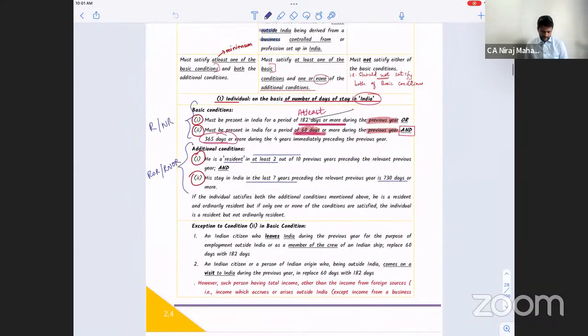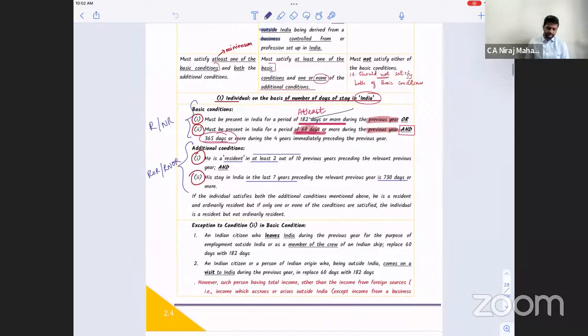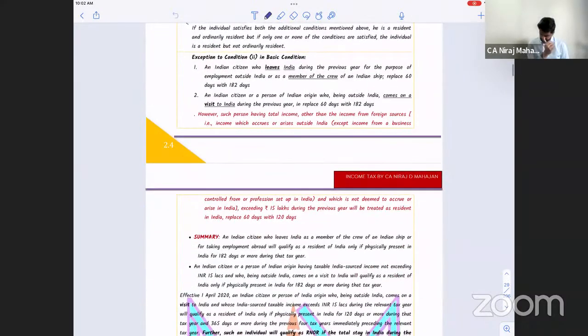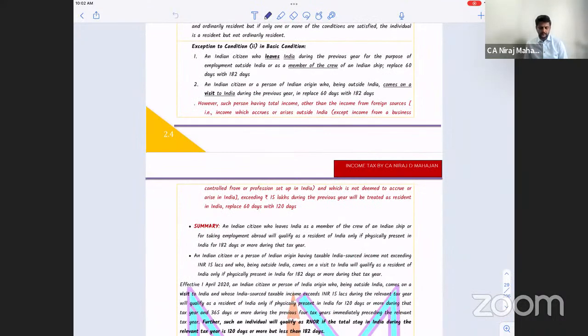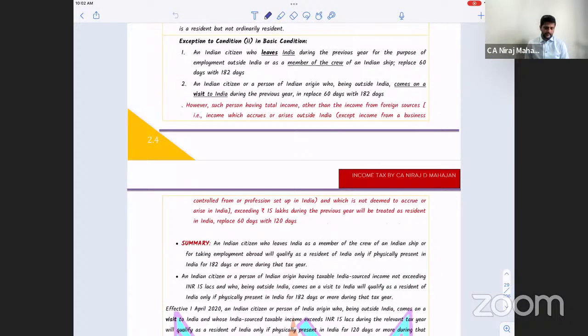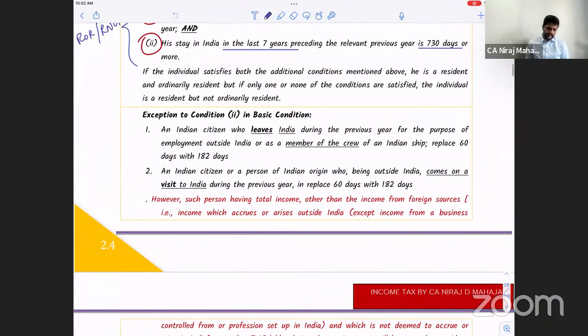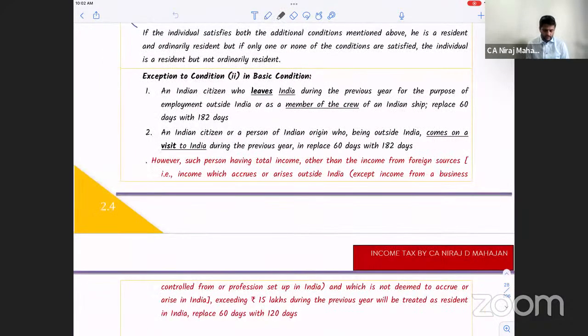Ready? So come to page 2.4 again. Exception to condition number 2 of the basic condition. Exception to condition number 2 of what, bacho? Basic condition. Clear till here?